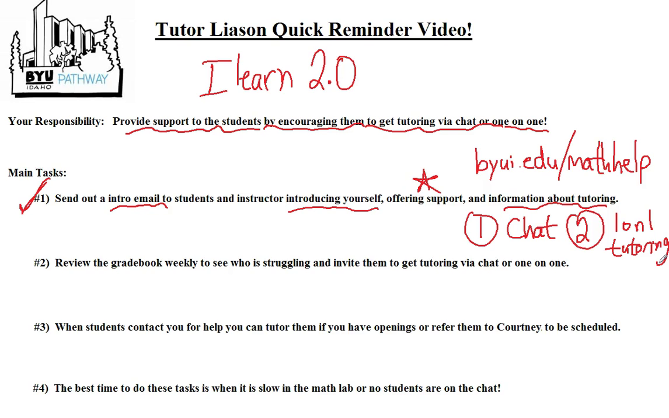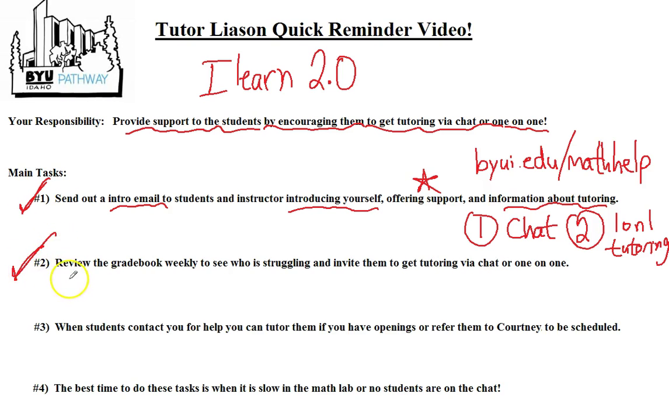So basically, if a student contacts you, you can tutor them. Or if you're pretty busy, then you can write down their information. We'll need a phone number and maybe a time they want to meet, and give that to Courtney or Deborah so we can make that happen. Again, pathway students can't sign up in iLearn, so it's your job to help them sign up. Does that make sense? Good.